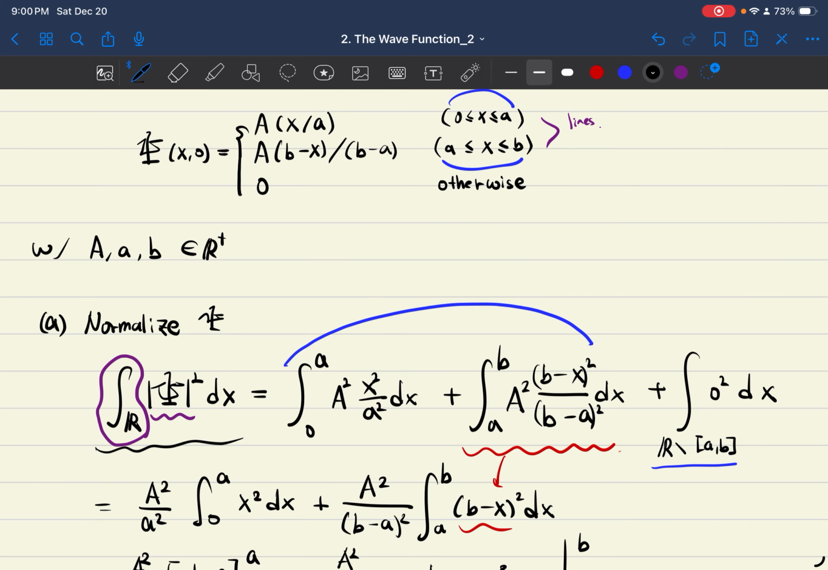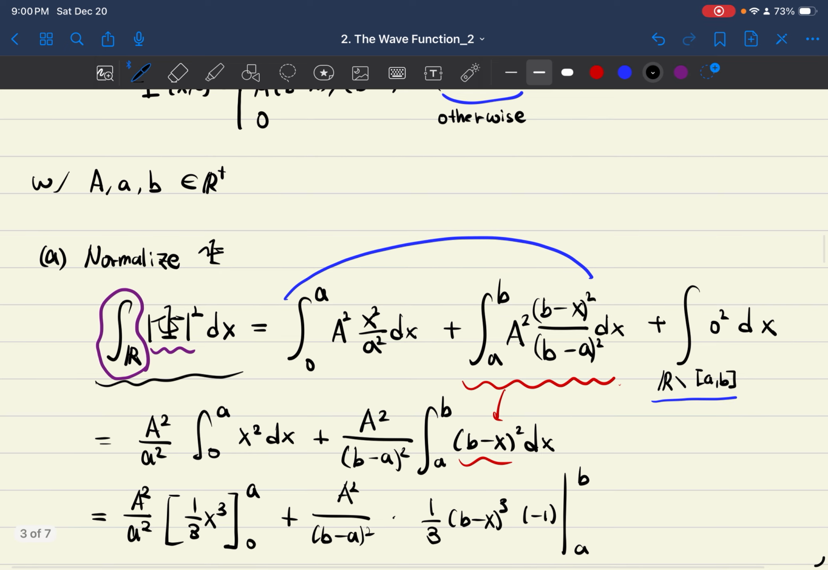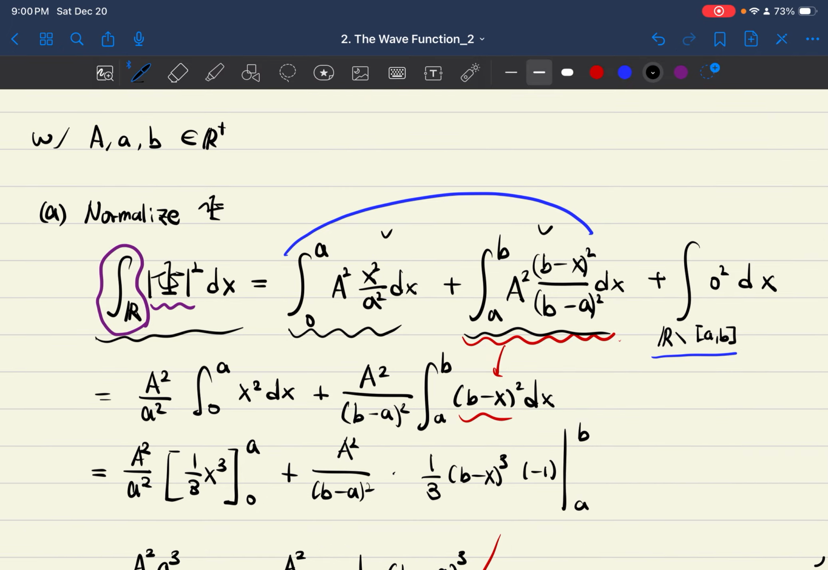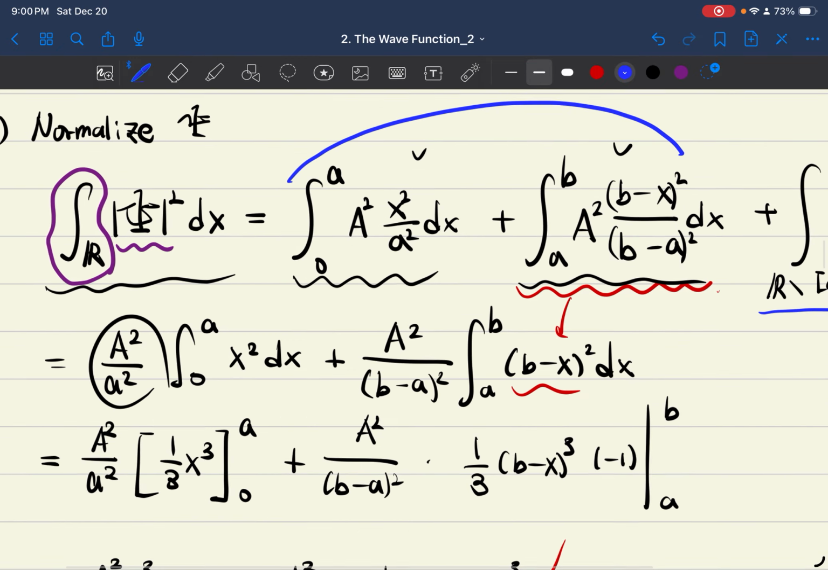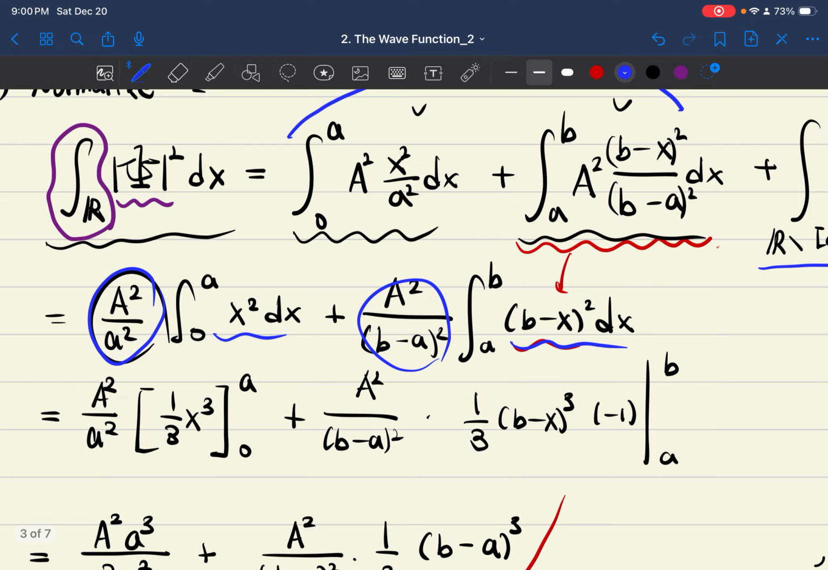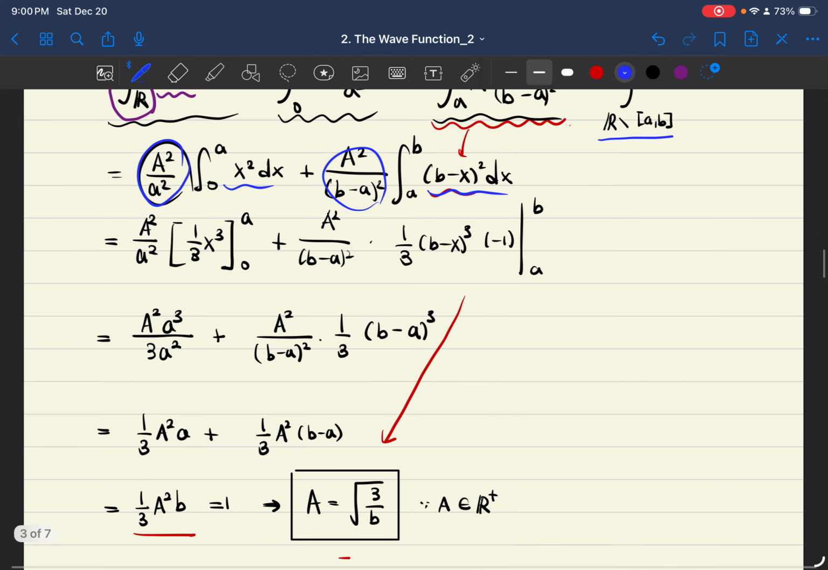Just use the normalization condition like this. And then the remaining part is just a mathematical calculation. So simple. Then we have to distinguish the constant and variable terms like this, and just integrate that. And we finally get the value of A like this, square root of 3 over b.